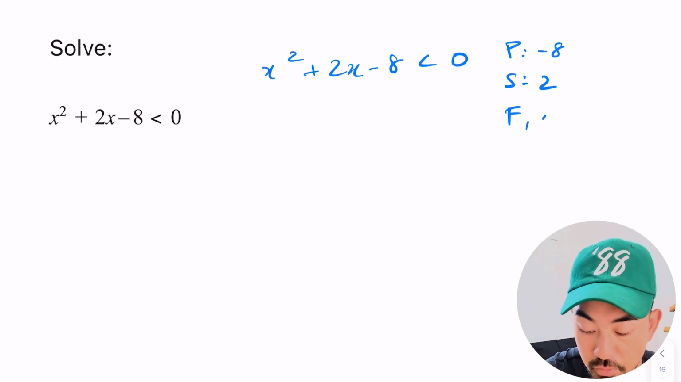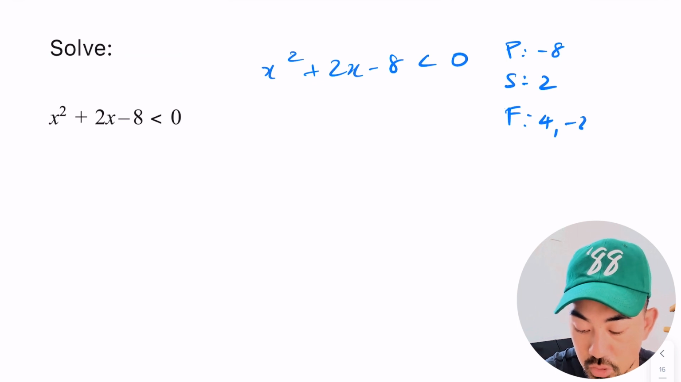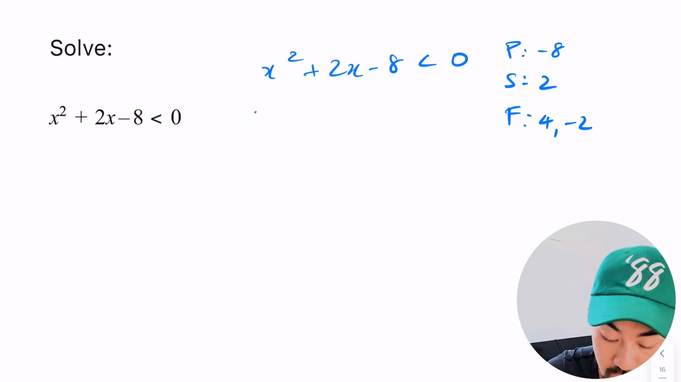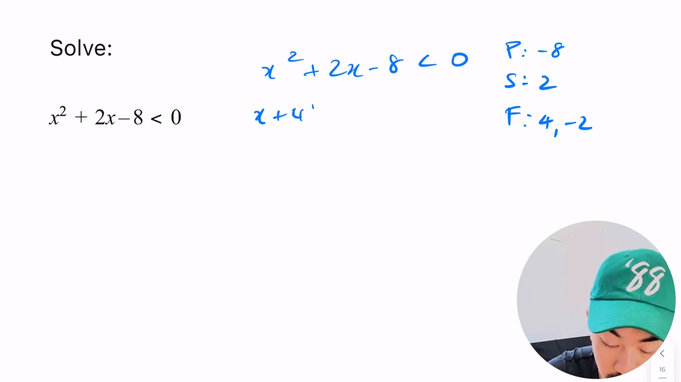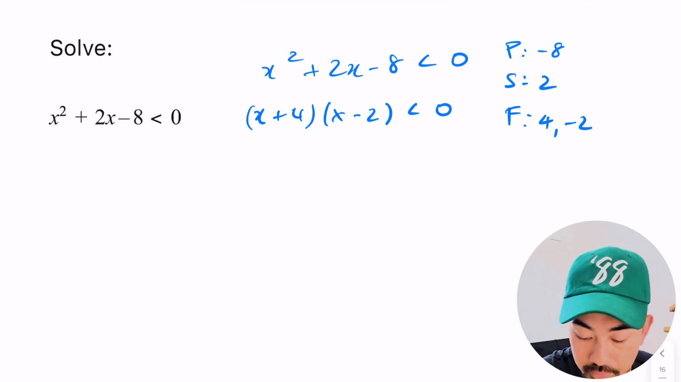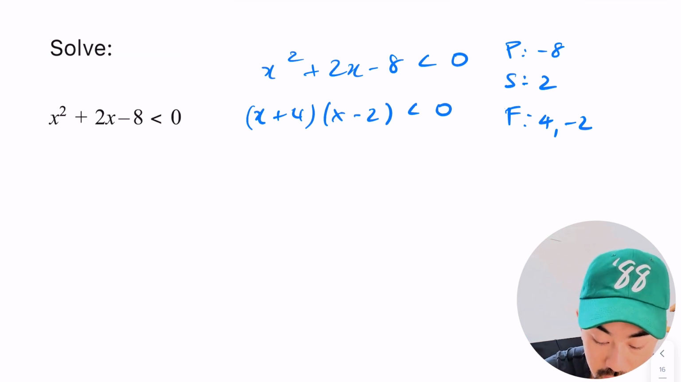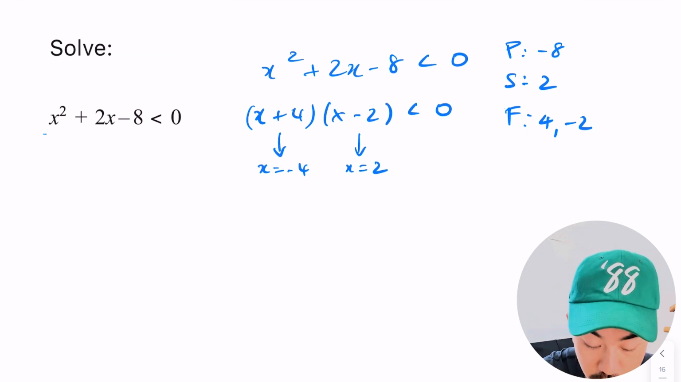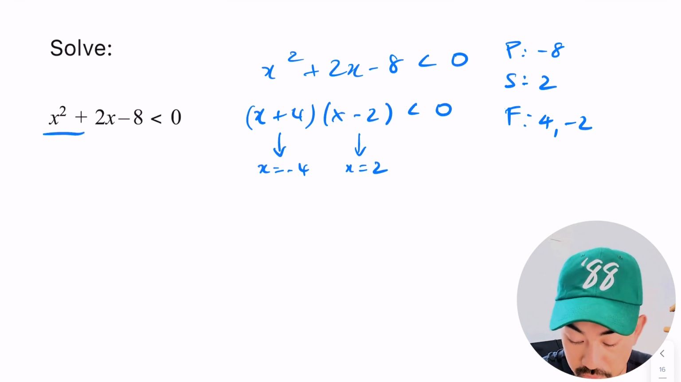Minus 8. So that's 4 and minus 2. Yeah, so 4 times minus 2 is minus 8. 4 plus minus 2 is positive 2. So (x plus 4)(x minus 2) is less than 0. So therefore, here I'm going to have x is equal to minus 4, x is equal to 2. So they're just my x-intercepts. That's not the answer.